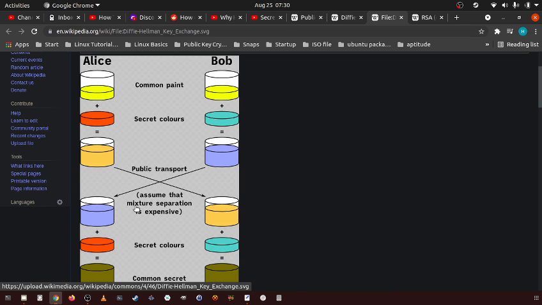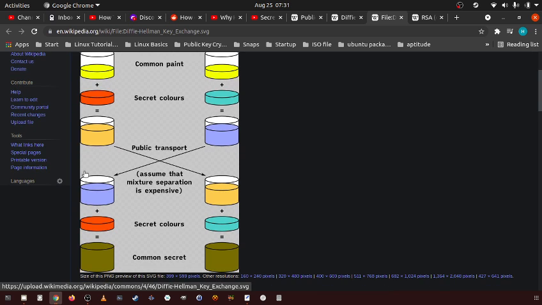So now they've exchanged these two public colors that are mixed with their secret color, and it's very difficult to separate these colors. Very difficult, right? It's very difficult to take this and separate the red from the yellow. It's very difficult to take this and separate the blue from the yellow.